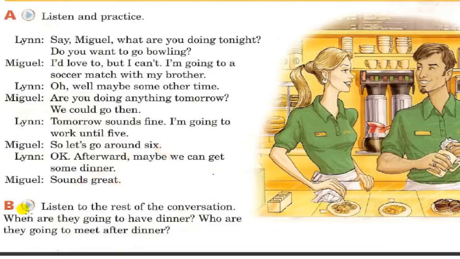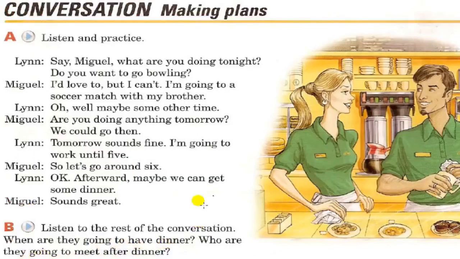B. Listen to the rest of the conversation. When are they going to have dinner and who are they going to meet after dinner? So the time, they're going to have dinner at what time and who are they going to meet after dinner? Page 100, Exercise 2, Part B. Listen to the rest of the conversation.